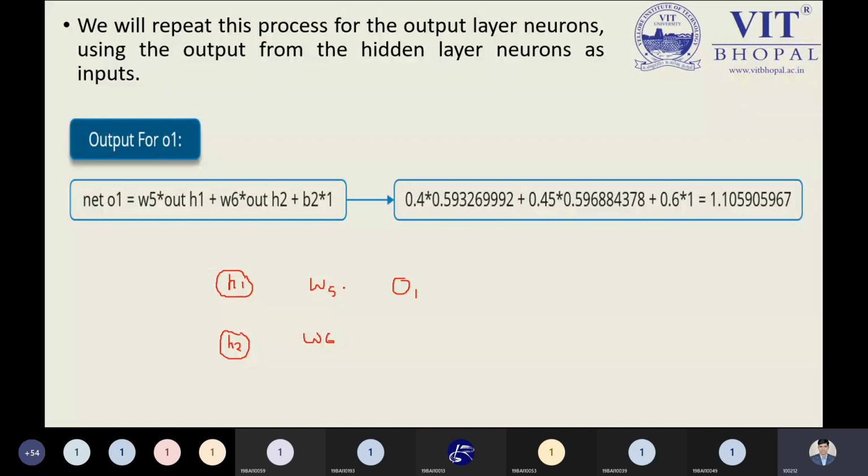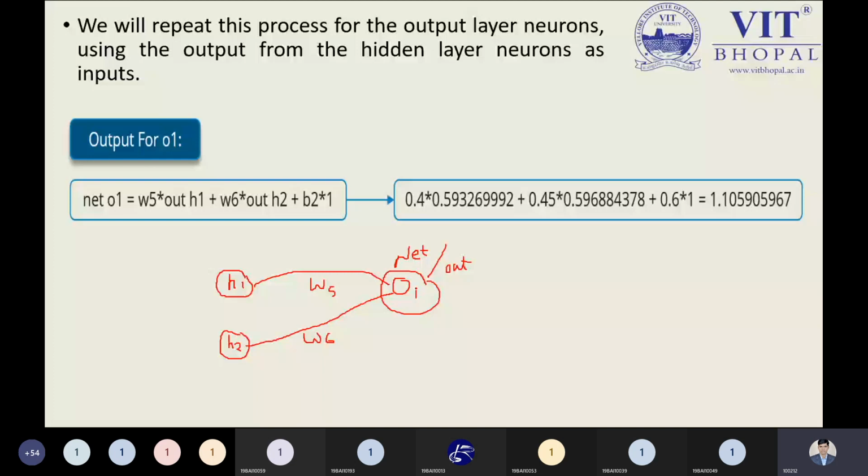This is the value. So this is connected by this one, and this is connected by this one. This is actually the reason. O1 is connected like this. So we are calculating the net value. We need to calculate the net value and out value. Right now, what we are calculating is the net value of the O1. Okay, so that is the point.